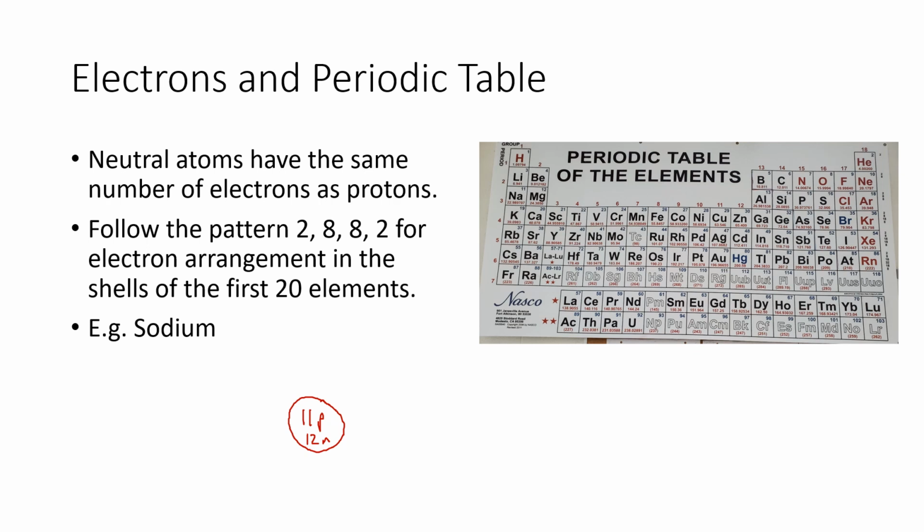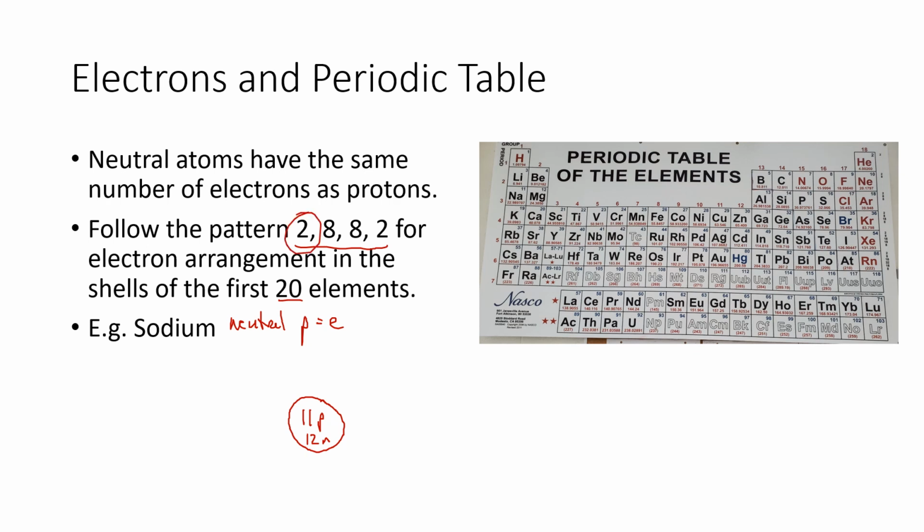So a nice rule of thumb for the first 20 elements is to follow 2-8-8-2. Of course, if we go beyond that, there's a more complicated pattern that the electrons follow, but we'll get to that in later courses. So for now, 2-8-8-2 works just fine. And what you can do is take the same number of electrons as protons for a neutral atom. So if it's neutral, the protons equal the electrons. So in this case, we're going to need 11 electrons.